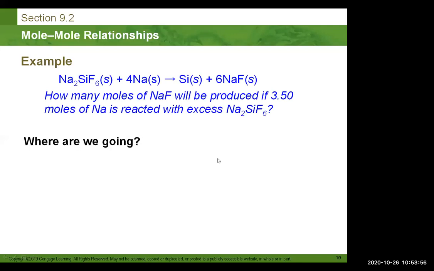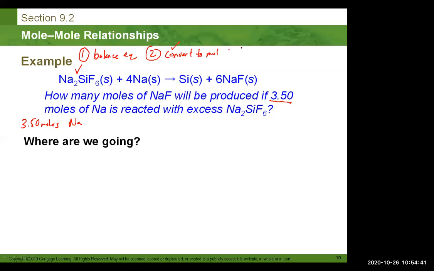So, for example, if we look at this question here: how many moles of NaF will be produced if 3.5 moles of sodium is reacted with excess Na2SiF6? Again, those four steps when you do these type of problems: we want to make sure we always have a balanced equation, and we have one. The next thing we want to do is convert to moles. Whatever they give us, we want to convert to moles. In this particular case, they gave us 3.5 moles, so we don't really have to do much with that. We're good to go since they gave us that.